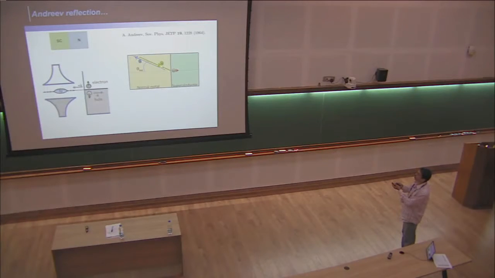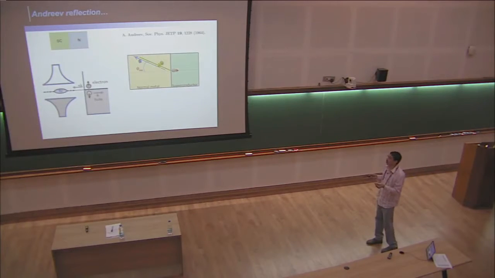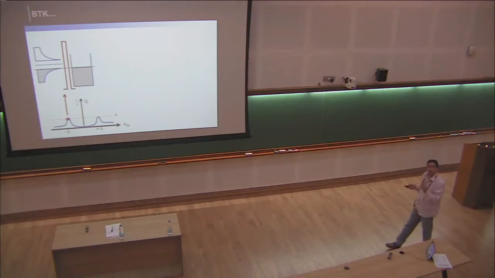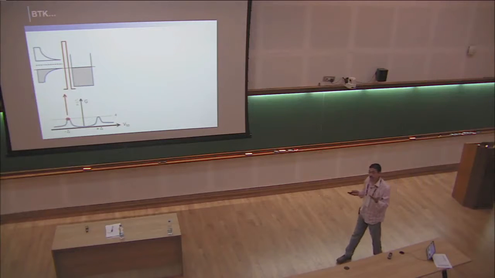An electron comes here at the boundary. It is reflected back as a hole, which retraces the path of the incident electron. This is called retro-type Andreev reflection. On the other hand, in normal reflection, the electron reflects like this. So how do you probe this Andreev reflection in mesoscopic devices?